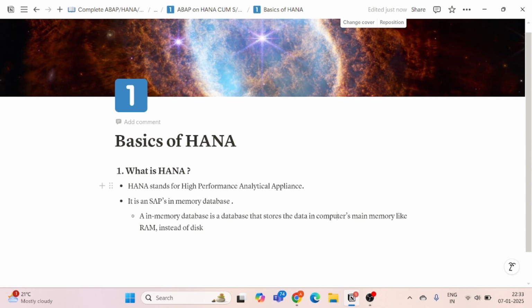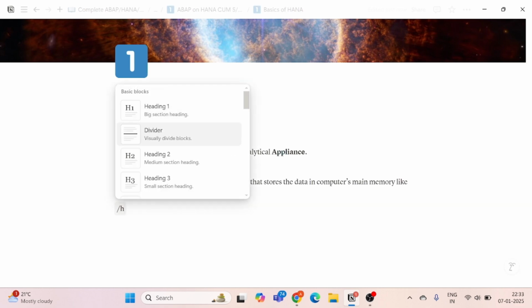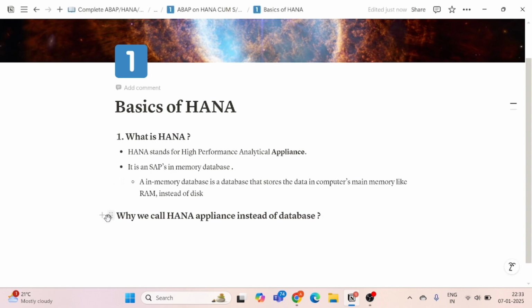But before that, if we check this definition, HANA stands for High Performance Analytical Appliance. Why are we calling it an appliance? Why are we not calling it a database? If this is a database, why are we calling it an appliance instead of a database?